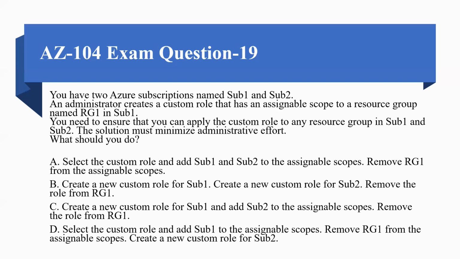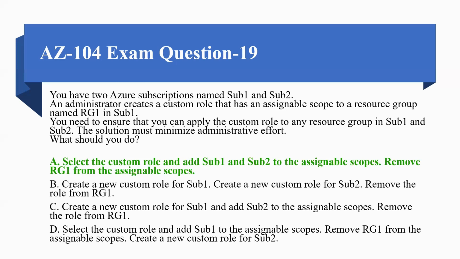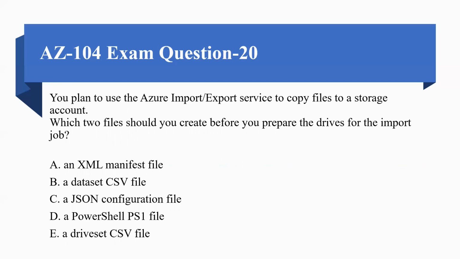And the correct option would be option A, select the custom role and add Sub1 and Sub2 to the assignable scope and remove RG1 from the assignable scope. Next question is, you plan to use the Azure Import/Export service to copy files to a storage account. Which two files should you create before you prepare the drive for the import job?